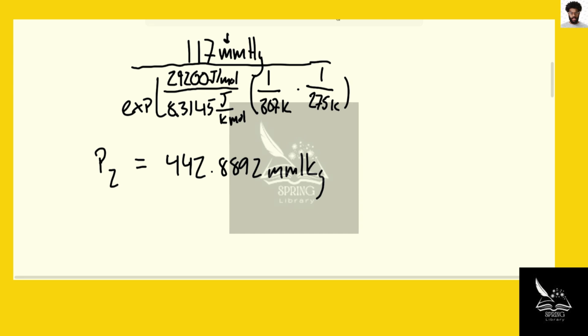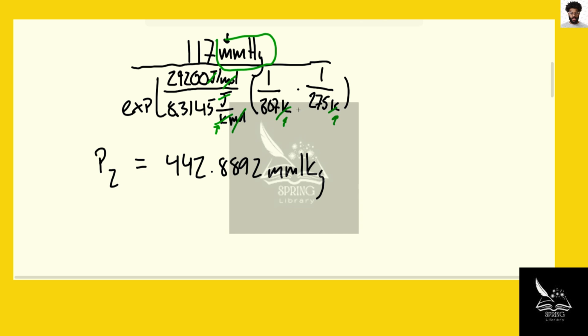The units should be the same as what we have in the numerator, because everything else will cancel. Joules will cancel with joules. Per mole will cancel with per mole. This is Kelvin in the denominator of the denominator, and this is just Kelvin in the denominator, so these will cancel as well, leaving us with millimeters mercury. The final thing we could do is round it to give the correct number of sig figs.